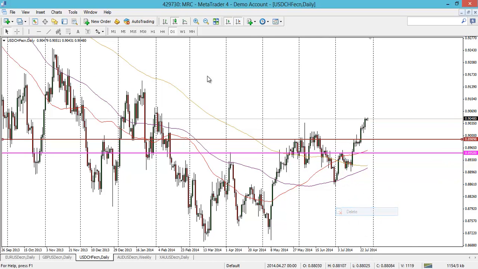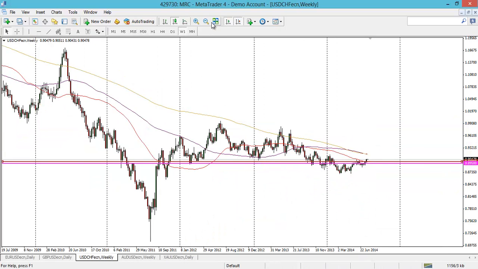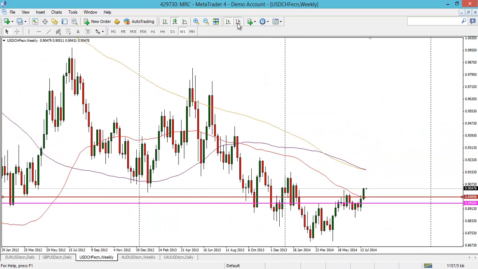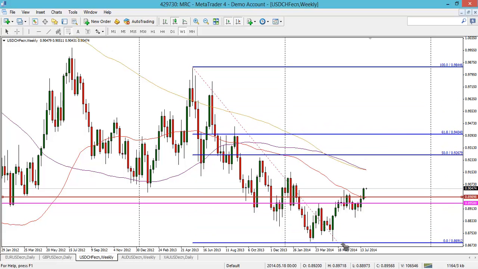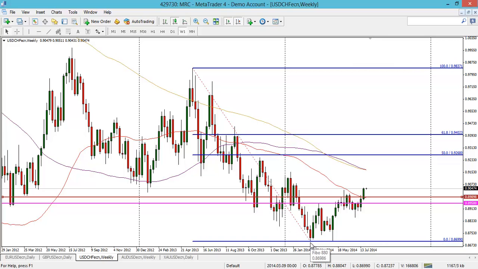In terms of fib moves to the downside, you have to flip it to the weekly really, and it's quite tricky to pick a swing high. I mean, obviously this is an obvious swing high to keep an eye out for. So that's the fib high of 2013 to the low of 2014, but of course we're still a long way away from that. And that 50% comes in at 0.9268.